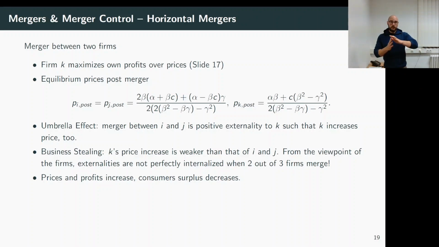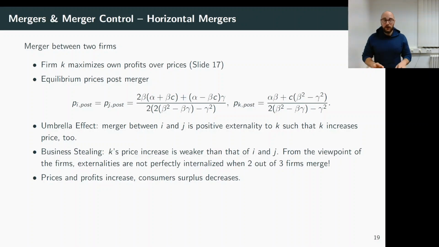So if we are in this plane approach, we have two similar-looking planes that shift outwards, and one plane that is basically the same. And that means that their intersection point will basically be higher. So in the end, firm I and firm J will increase their prices, and firm K will also increase its price, right? And if we compare the numbers here, you will see that the price increase of firms I and J is higher than the price increase for firm K. Something that we will not check here in detail, but you can do easily if you just plot the two functions, for instance. And what happens here economically is that we have an umbrella effect and a business stealing effect.